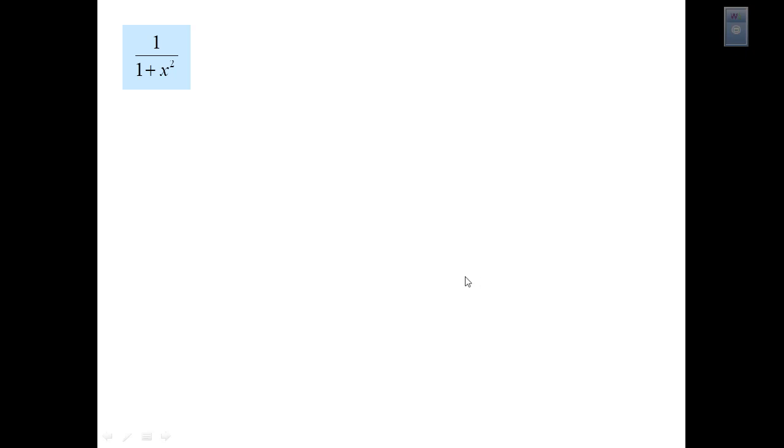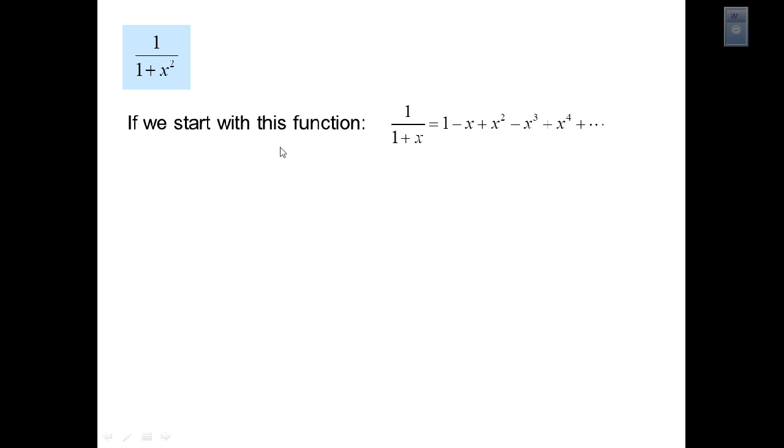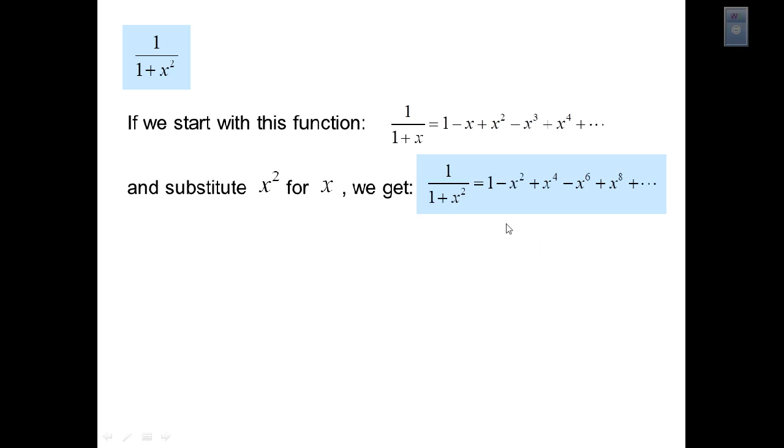All right, now if we do 1 over 1 plus x squared, if we start with the function 1 over 1 plus x, we're going to have 1 minus x plus x squared minus x cubed plus x to the 4th plus, continuing on forever. Now if we substitute x squared in for x, then we're going to get 1 over 1 plus x squared equals 1 minus x squared plus x to the 4th minus x to the 6th plus x to the 8th. So we take each one of these and as we had it, we put x squared in there. So x squared squared, x squared to the 3rd, x squared to the 4th, etc. And that's where these numbers come from.